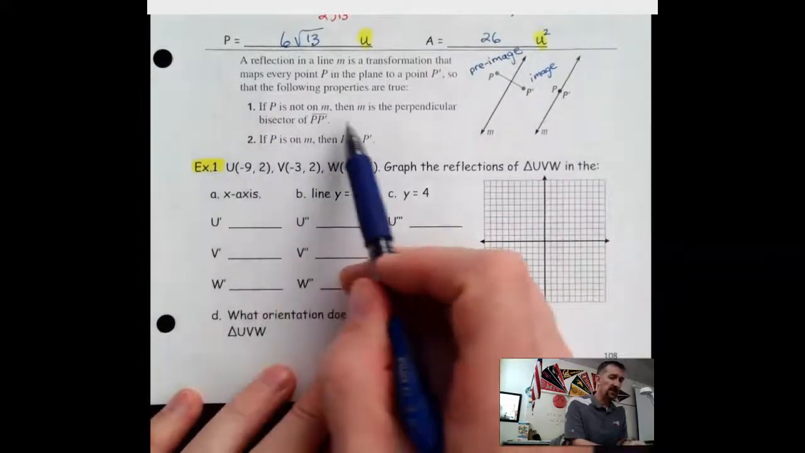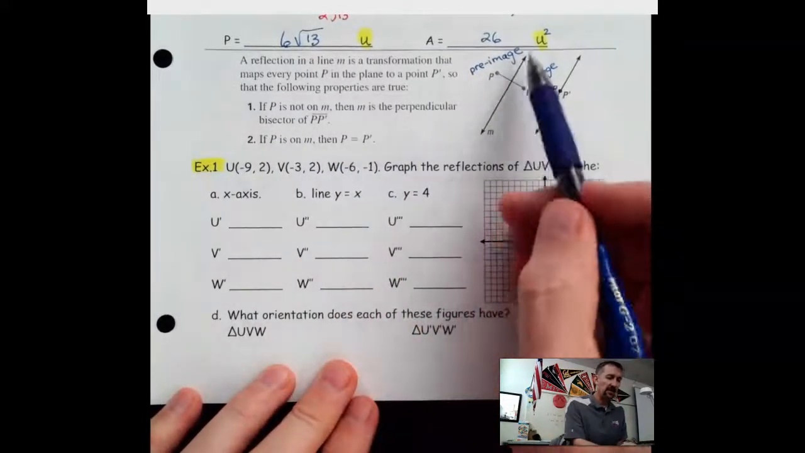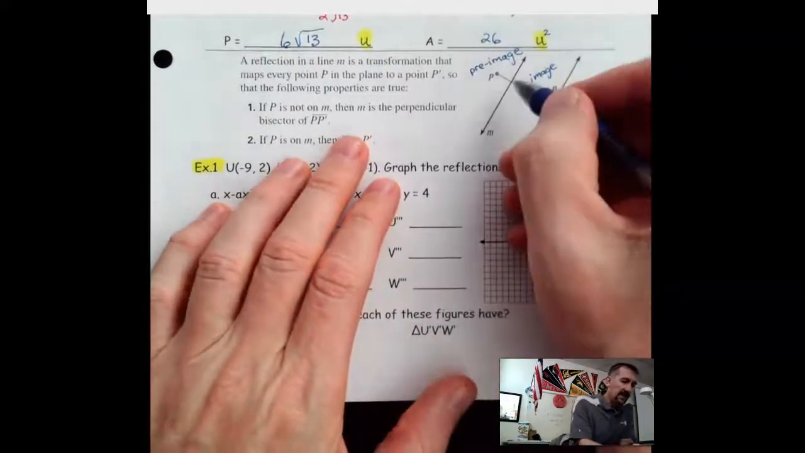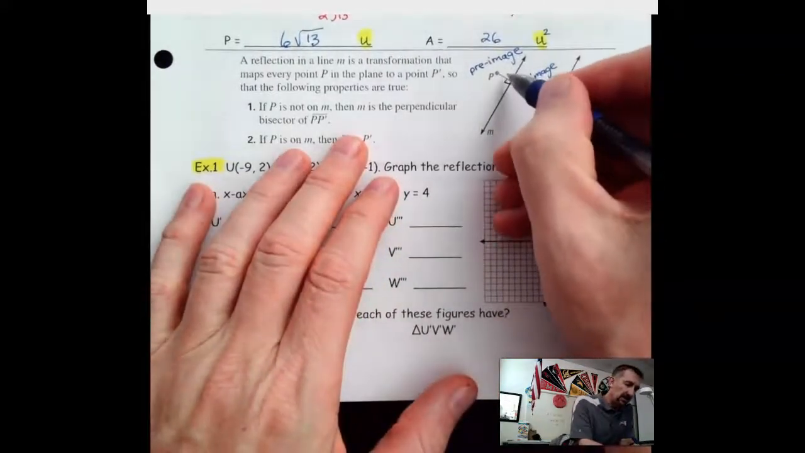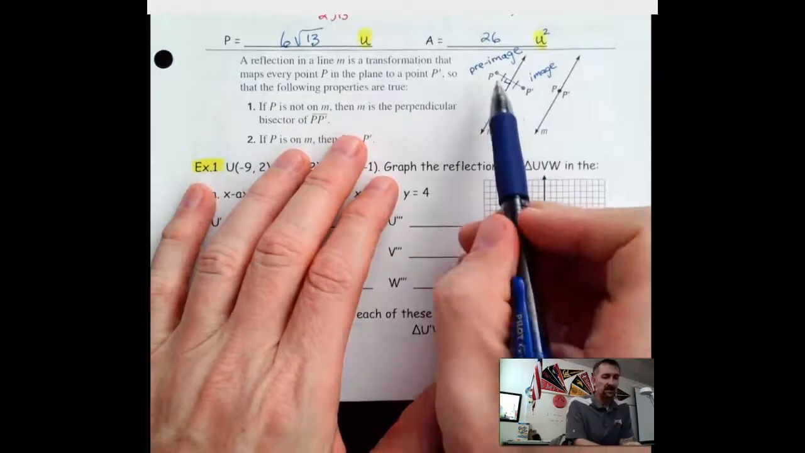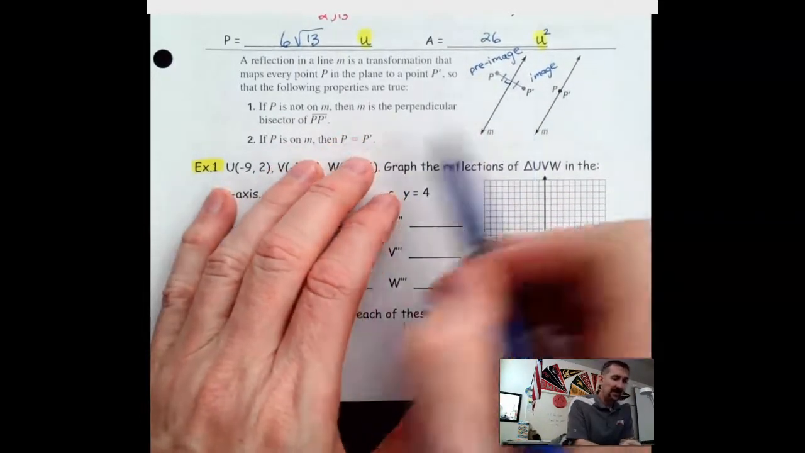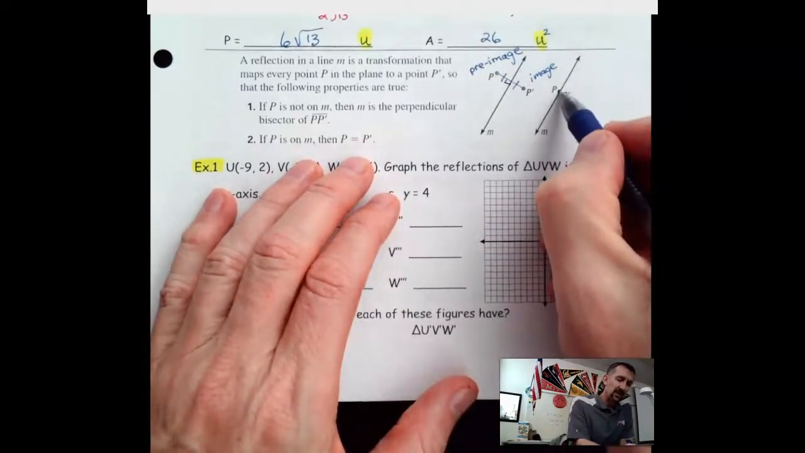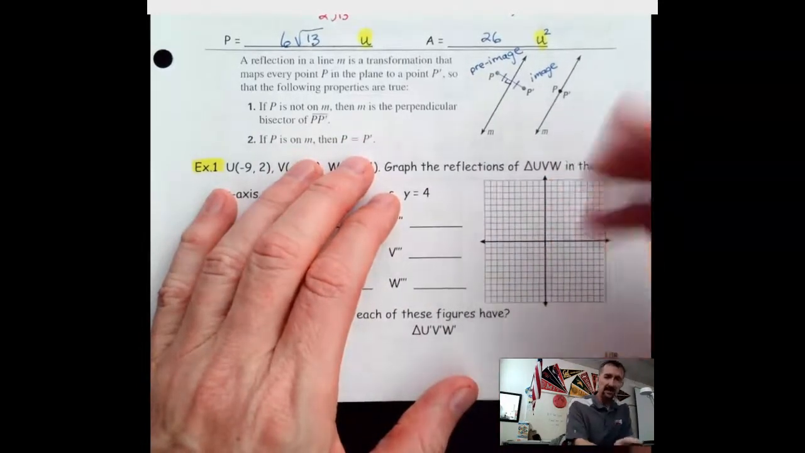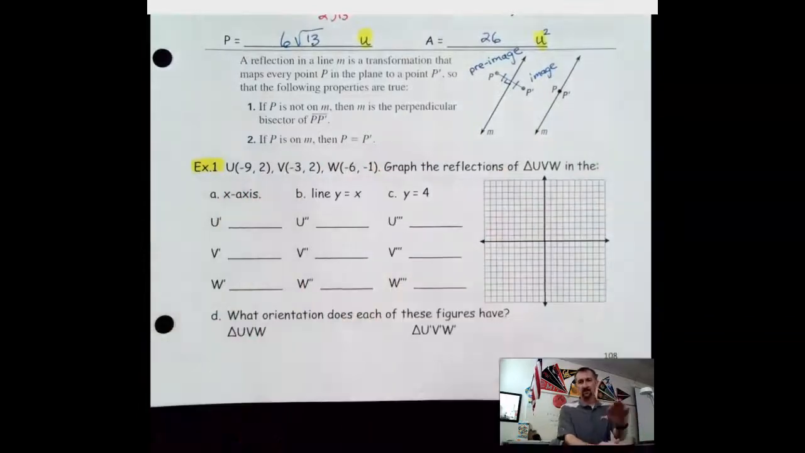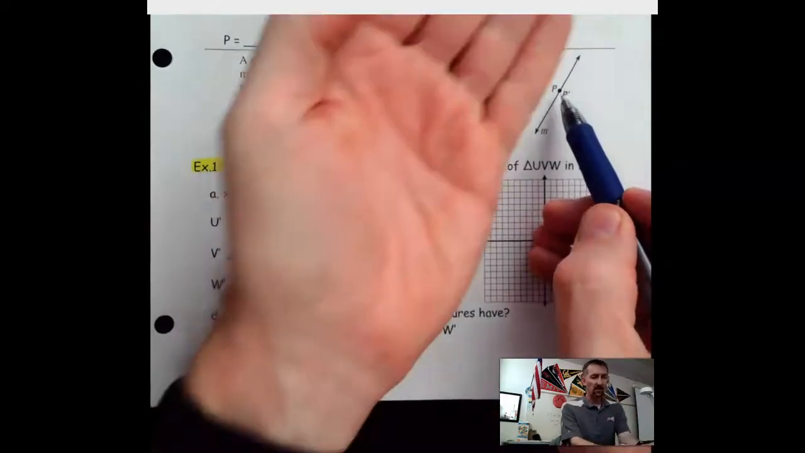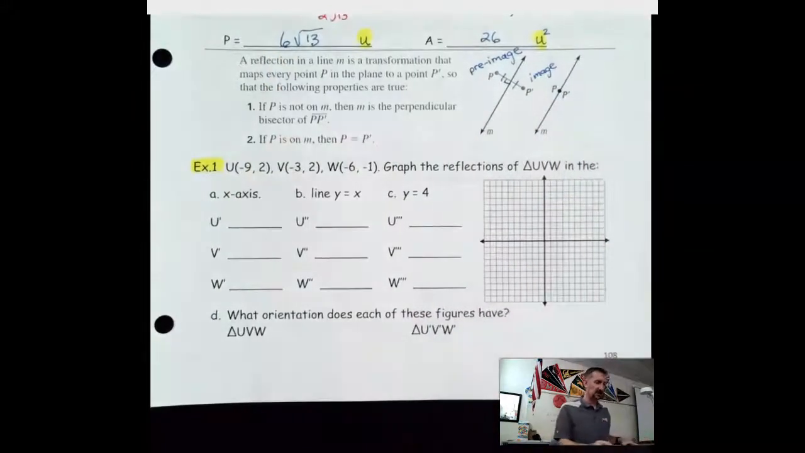So if P is not on the line that you're reflecting over, then the line is the perpendicular bisector of the segment that connects the before to the after. If the point is on the line, it stays there because you're flipping it over. If it's on the line that you're flipping on, then it's not going anywhere.